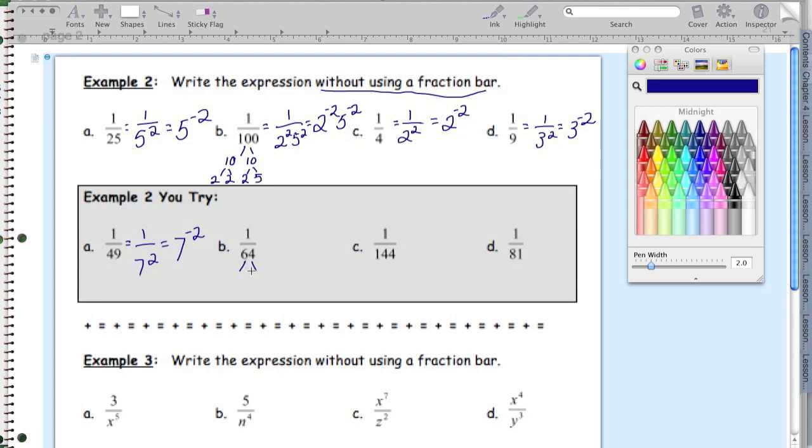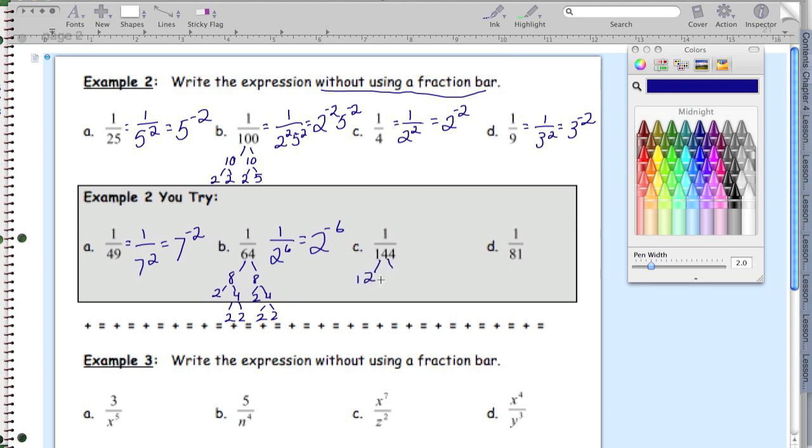64 is going to break apart into a lot of things. We're going to have 8 and 8, which is 2 times 4, 2 times 4, and that breaks into 2's as well. So really, 64 is the same as 2 to the 6th, because we have 6 2's. And we want to factor that so it becomes 2 to the negative 6. We want it without a fraction bar.